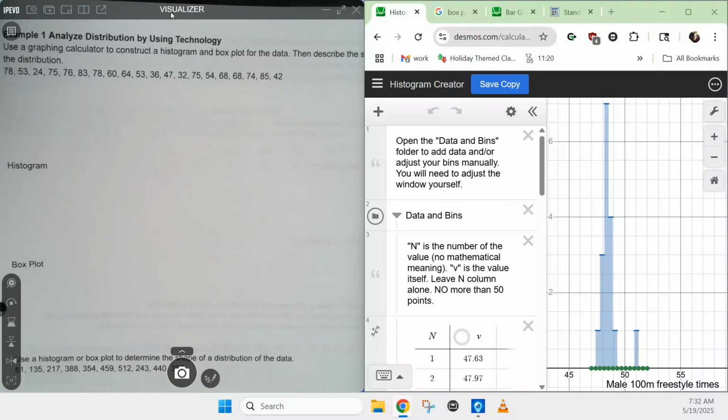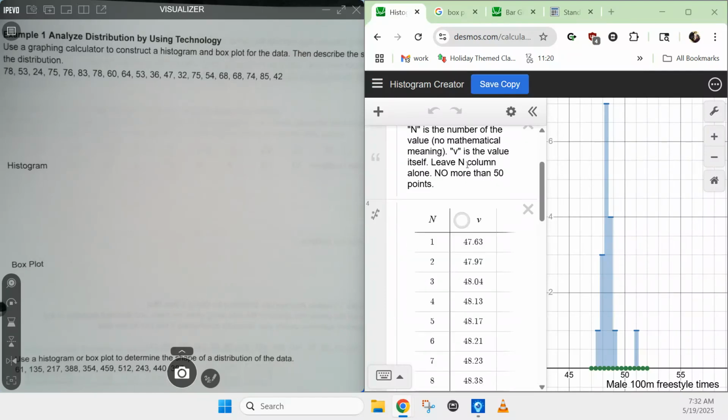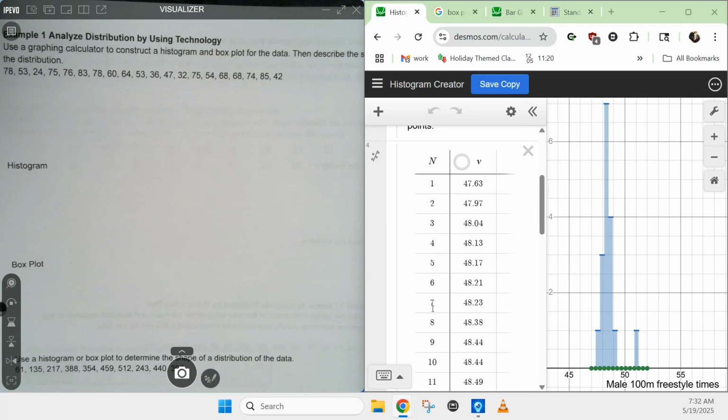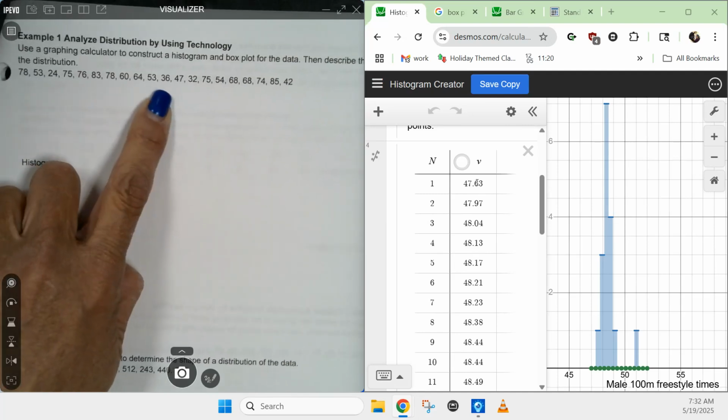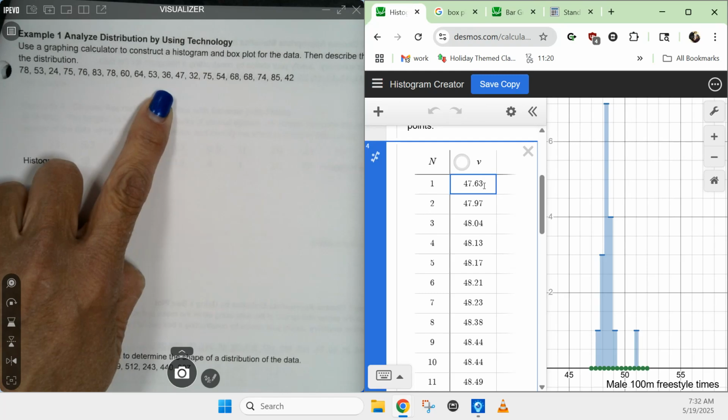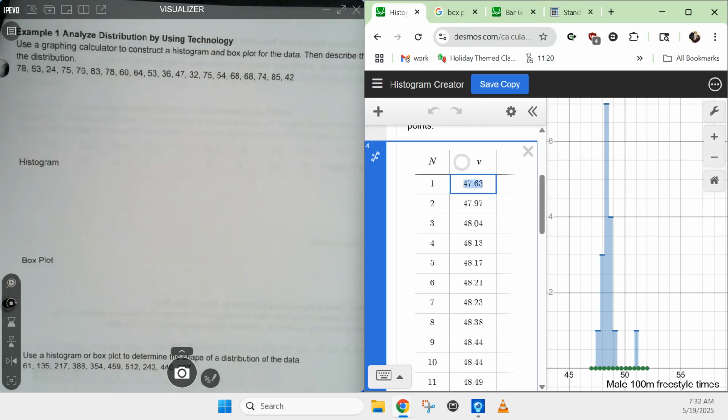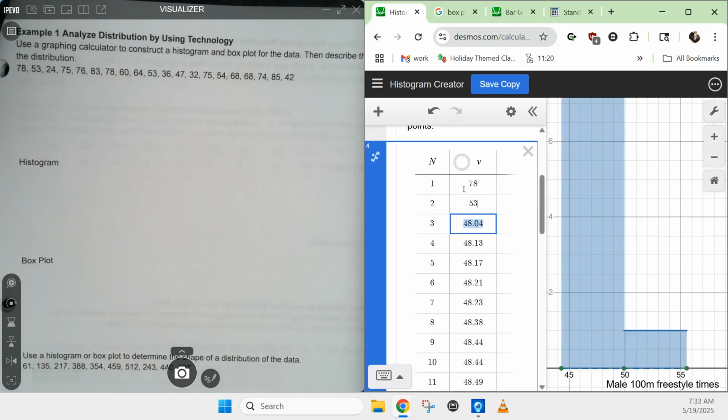Histogram Desmos, and this will come up for you. Okay. So down here, the numbers on the left-hand side are not going to change. The numbers on the right-hand side are what you're going to use for these numbers right here. Okay. So I'm going to go ahead and put in these numbers.